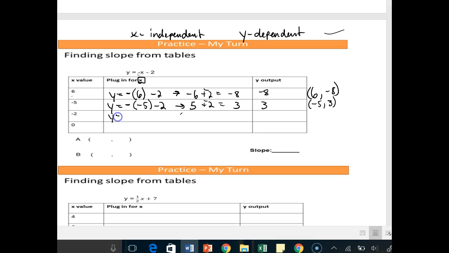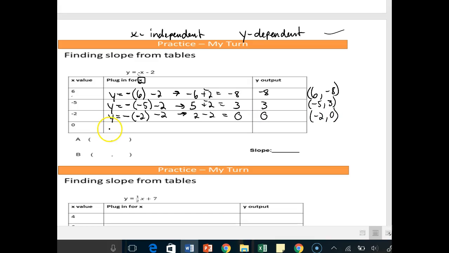So y is equal to negative, and then plug in again, negative 2 minus 2. So negative becomes positive 2 minus 2, which is equal to 0. Again, it's okay to get 0, right? So the y output is 0. Your points are negative 2, comma 0.